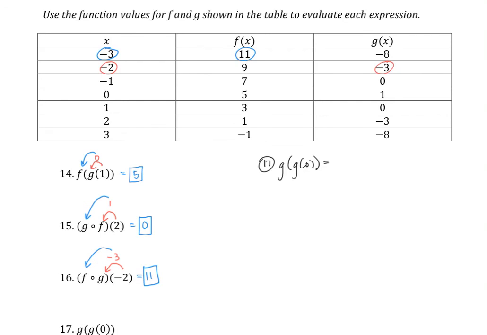All right, the last one. The last one we have is g of g of 0. So for g of 0, we're going to go to the x column and find 0. We're looking for g, so that'll be a 1. And now we want to do the same thing for g of 1. So we're going to go to 1 in the x column, the g column, that corresponds to a 0. So the answer is 0.